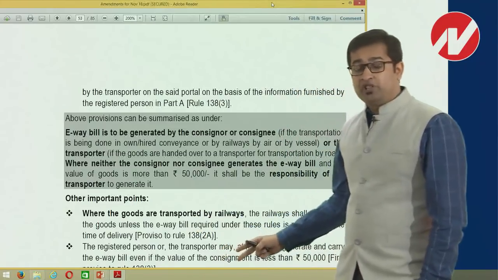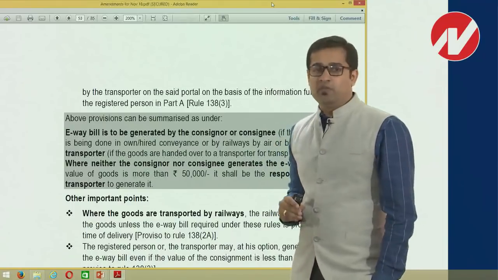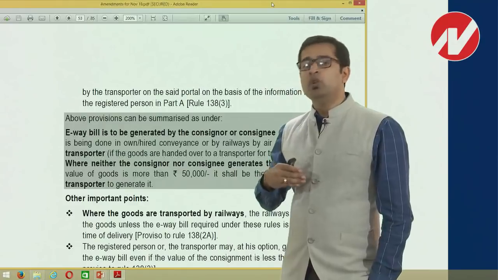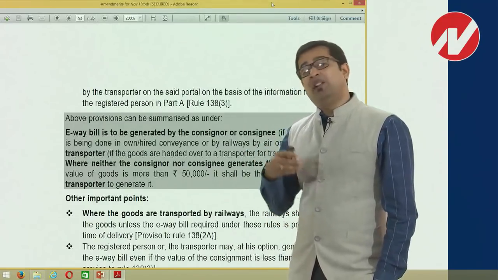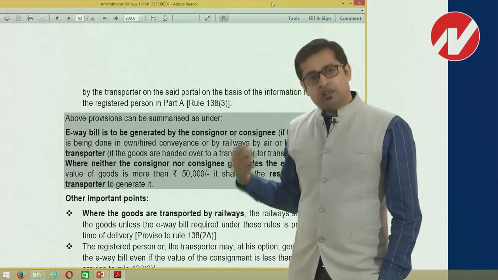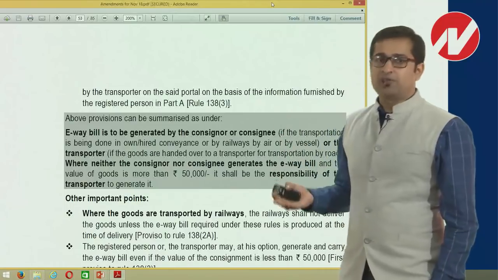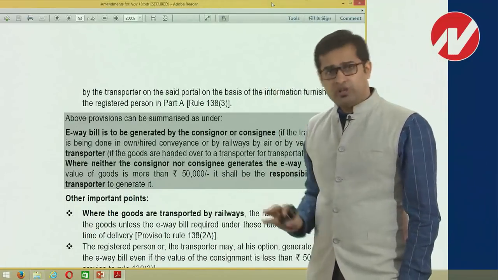The second point is with regard to the voluntary option of EVA bill. I mean, like we have discussed that EVA bill is generally required to be generated when the consignment value is exceeding 50,000. Now, if I say consignment value is less than 50,000, then whether EVA bill is compulsory, okay, a supplier or recipient or transporter being a registered person may raise an EVA bill. There is no restriction with that regard.